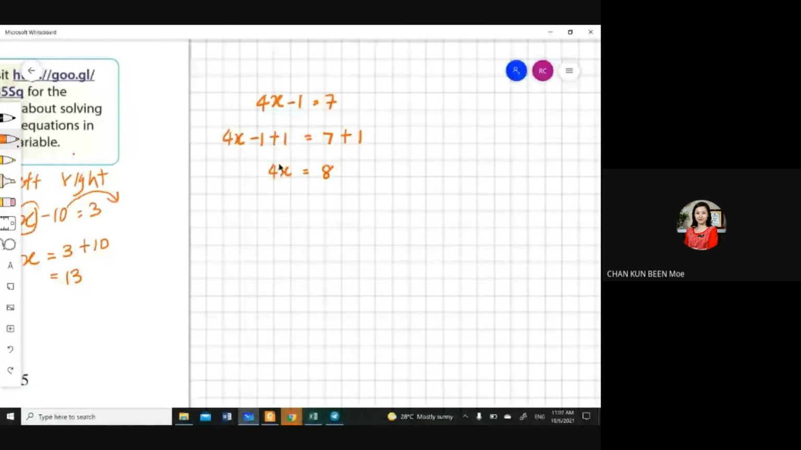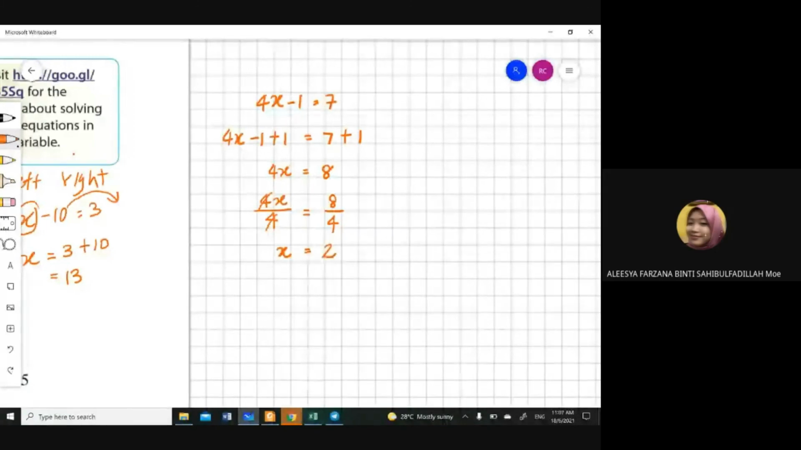So this is 4 times x, which is 4x. How do I eliminate it? 4 times x becomes divide by 4. You divide by the same number that appears here. So the 8 will also be divided by 4. Very good. So 4 divided by 4, nothing left. The remaining is x. 8 divided by 4 is 2. So it's done.